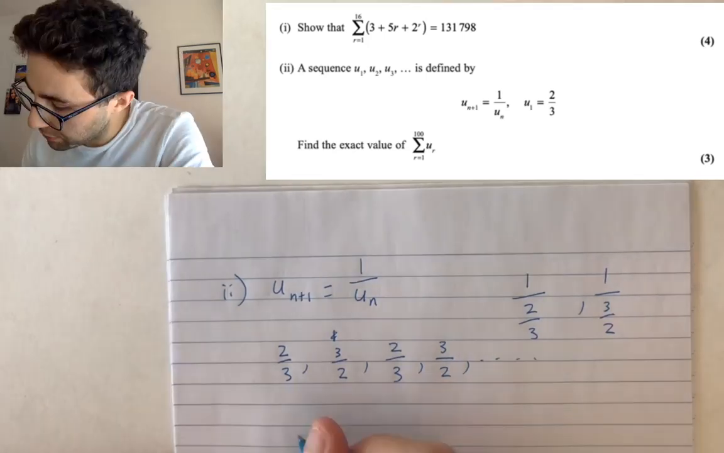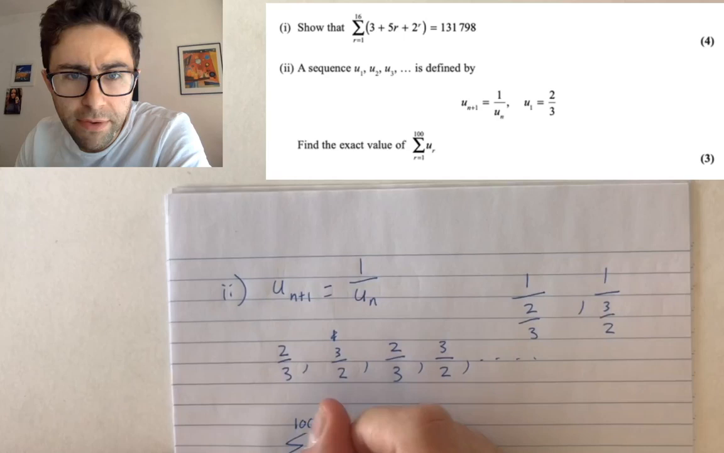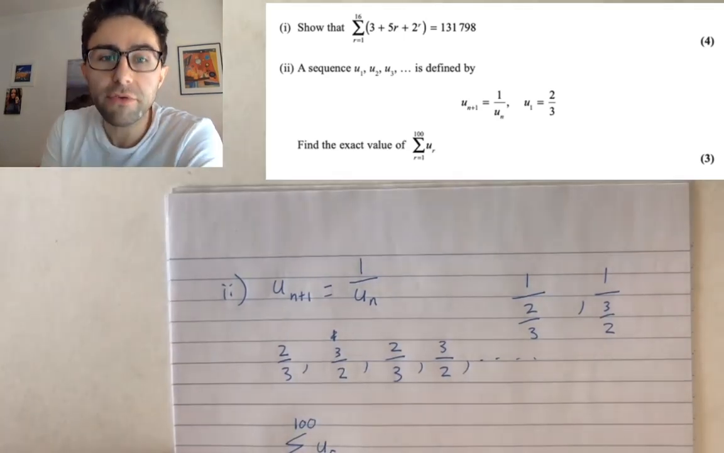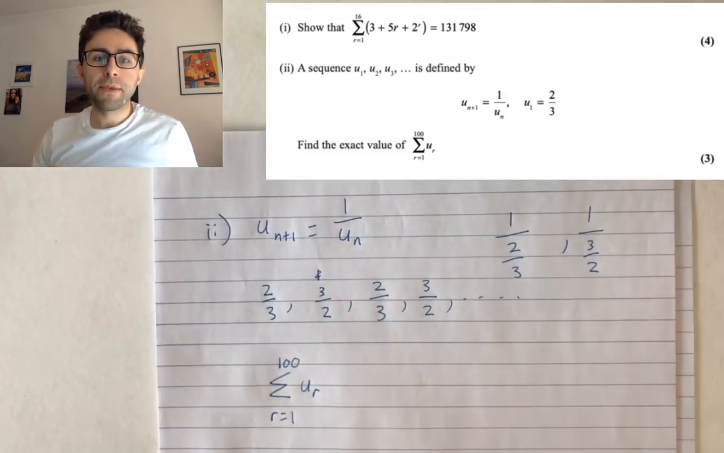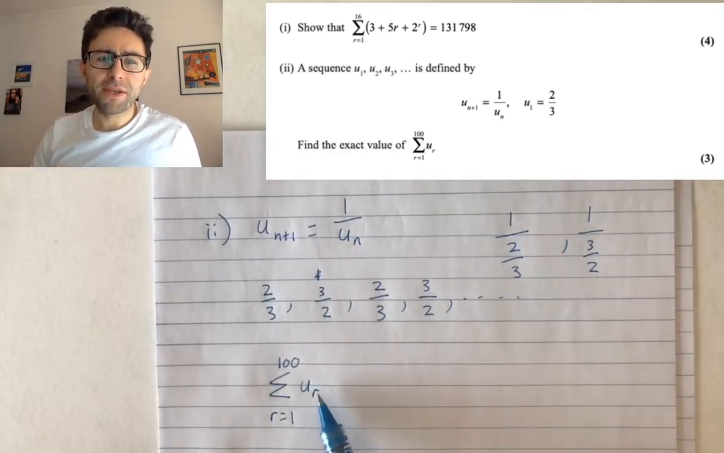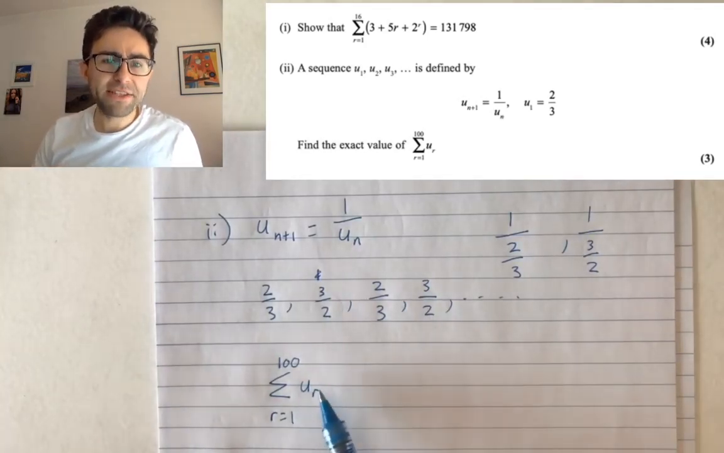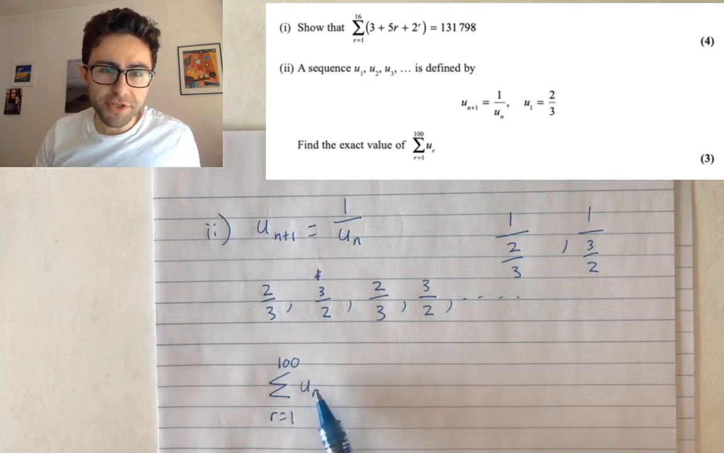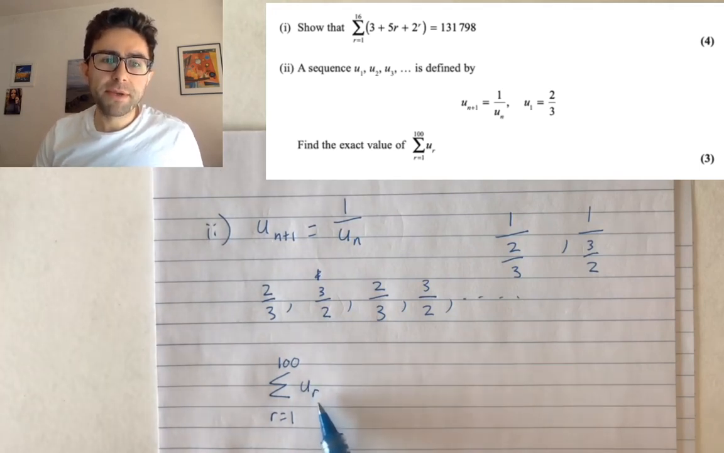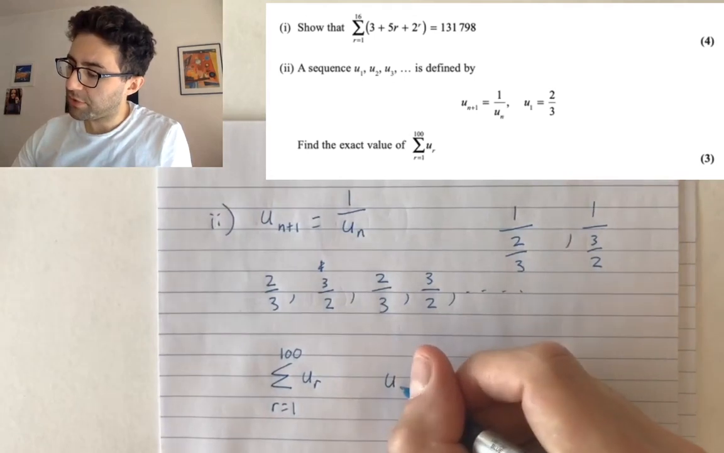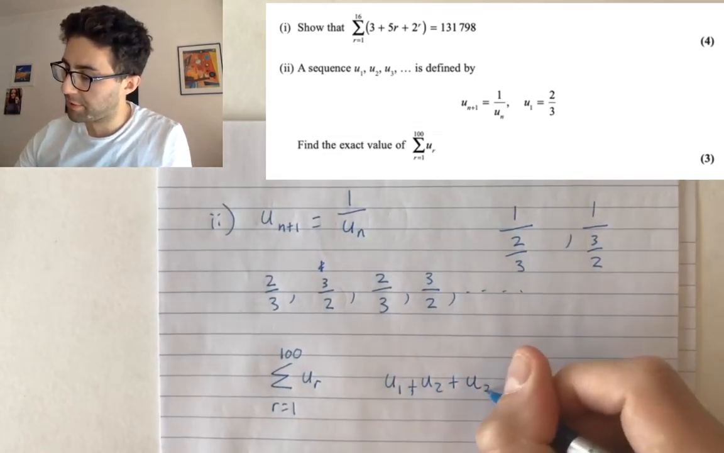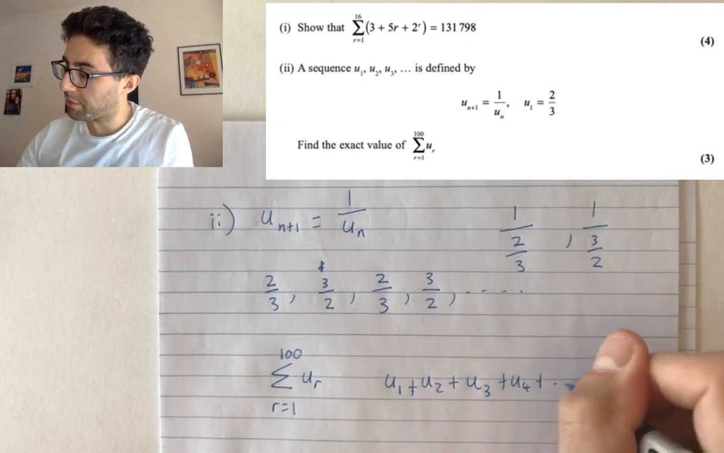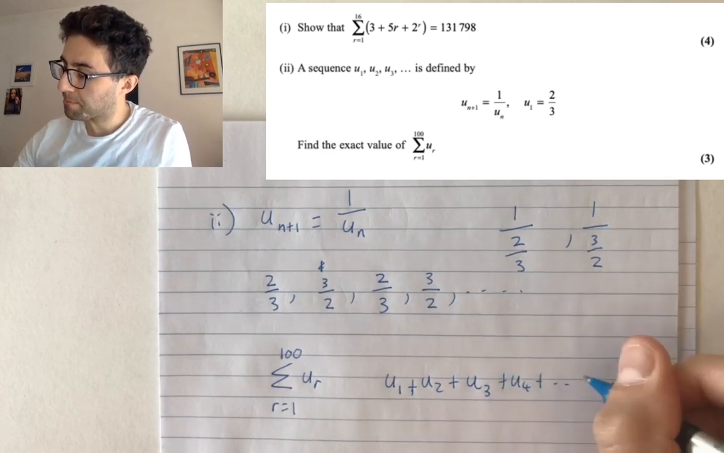It says go to 100. Basically, sum the sequence up to 100. So again, that's using our sigma notation. This time it's not an actual x they've put here, or the actual function. They're just saying add the first term plus the second term plus the third term plus the fourth term, plus the 100th term.